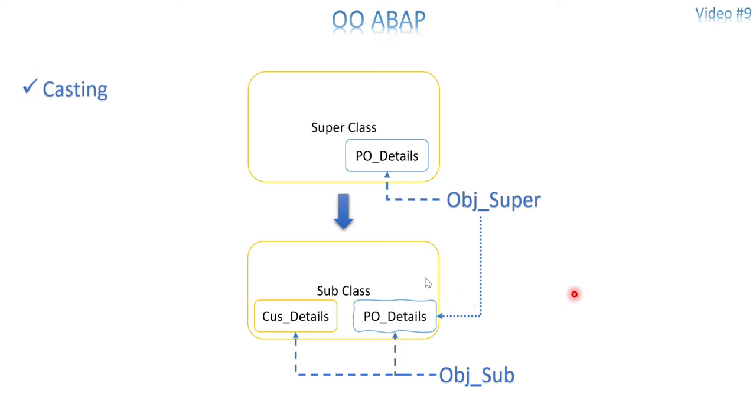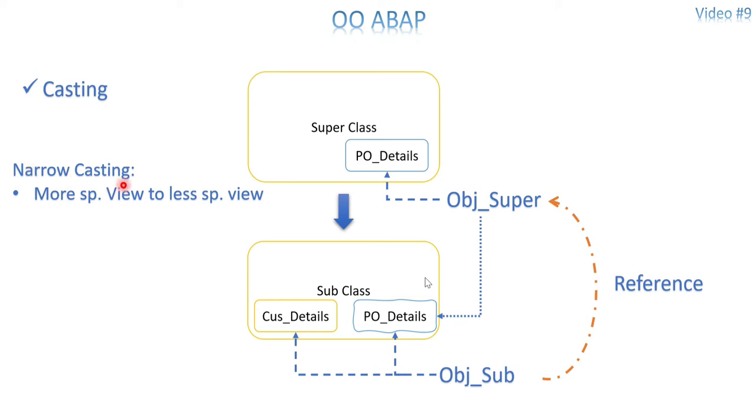So for that, I have to pass the reference from the subclass object to the superclass object with the help of an assignment operator. So very simple. It's like object super equal object sub. That's it. So the reference gets transferred from the subclass object to the superclass object. This process is called narrow casting.